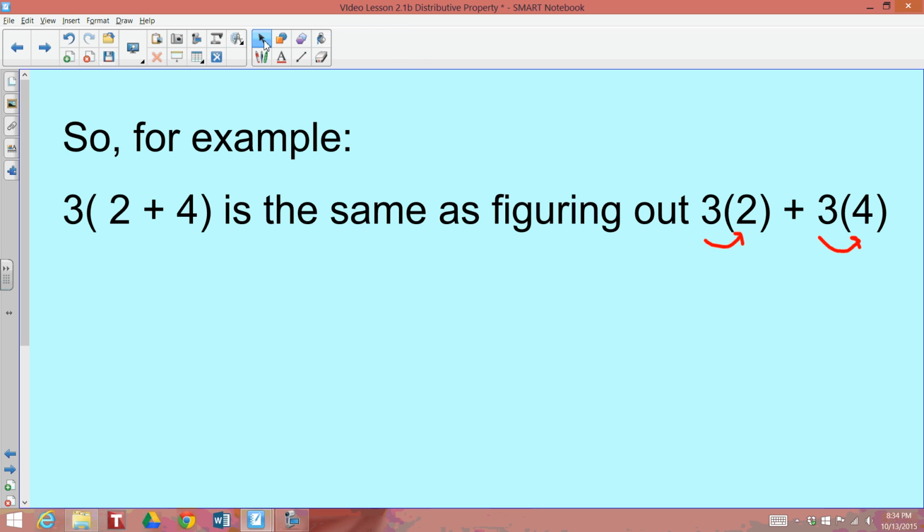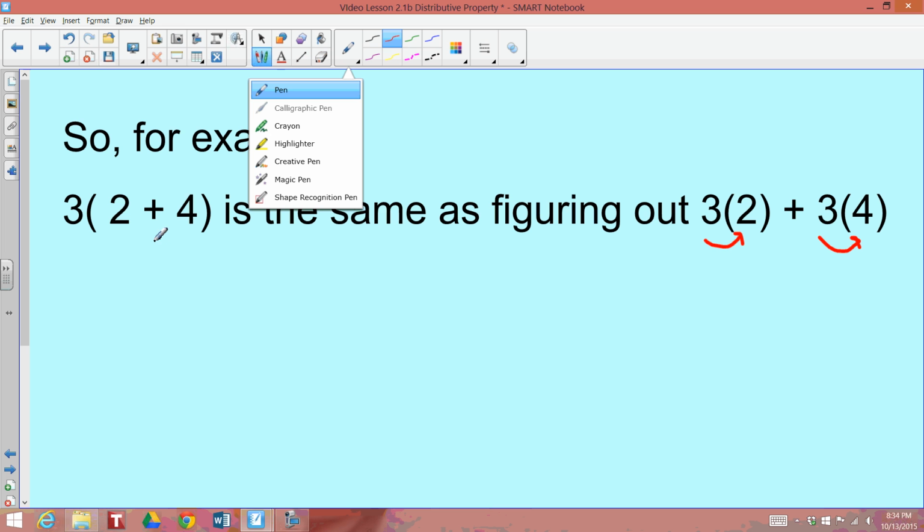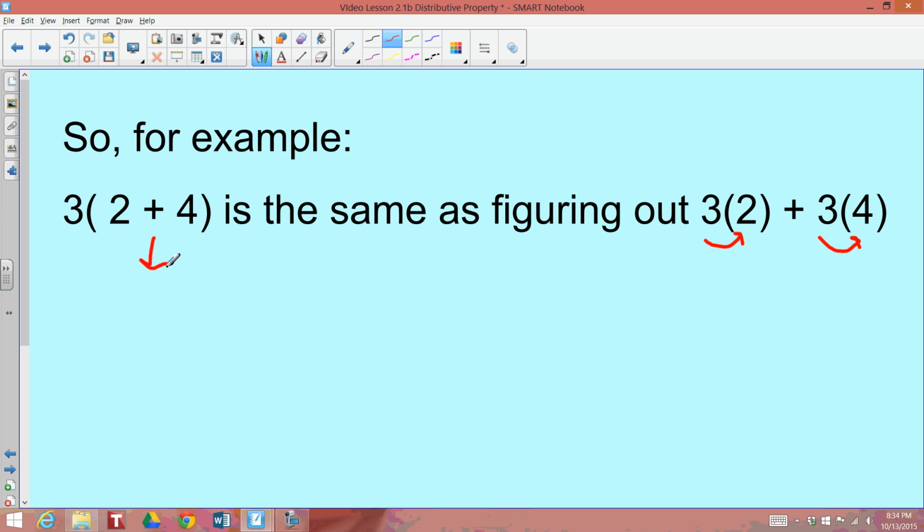What would you do normally if you had 3 times (2 plus 4)? Well, sometimes you learn with the order of operations that you do whatever is in the parentheses. So 3 times (2 plus 4) is like saying 2 plus 4 is 6. And then 3 times 6 is 18. Well, the distributive property says I could take 3 times 2, which I'd get 6, plus 3 times 4, which is 12. And what is 6 plus 12? Well, look at that. It's also 18.